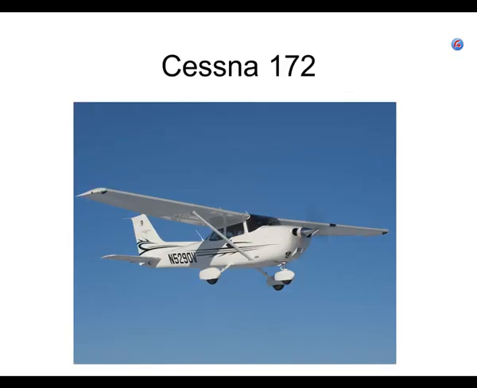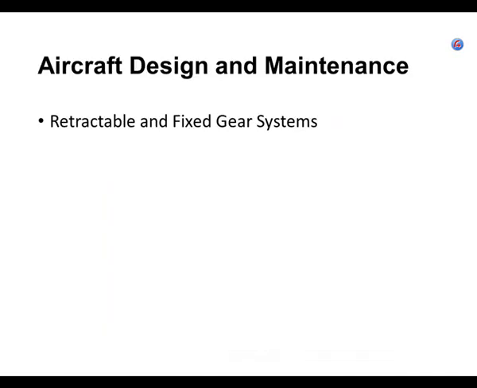An example, Cessna 172. Retractable and fixed gear. There are only two kinds of gears. All airlines have, all major commercial jets have retractable gear. There are some smaller airliners that have fixed gear. Cessna still makes a few of those, but the majority of the world's aircraft have retractable gear.